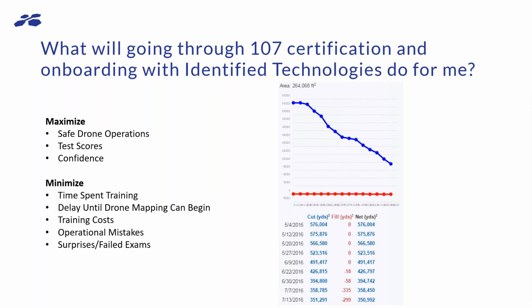So what that does, the Part 107 is a 60-question multiple choice test. It's kind of like getting your learner's permit, and you have to pass it to be able to operate a drone for commercial purposes. Even if that operation just means you're pushing a button, having it take off and land by itself, the FAA still requires it. So with our team, we're really happy to say we have a 100% first try pass rate on the Part 107, and working with us, you're going to maximize safe drone operations, high test scores and confidence, and you minimize the time spent training, delay until your drone mapping can begin, training costs, operational mistakes, and surprises or failed exams.